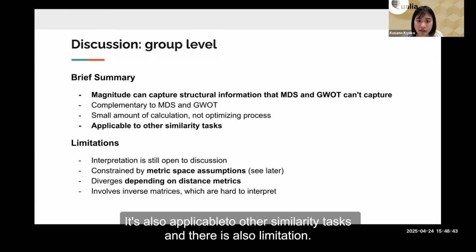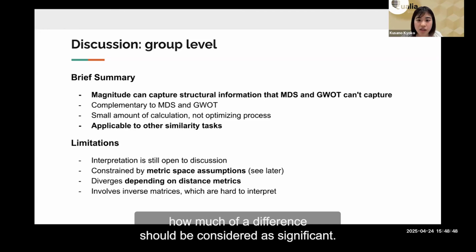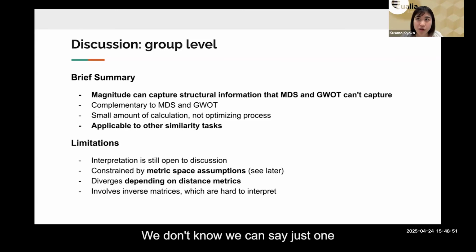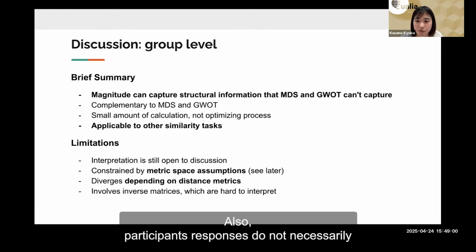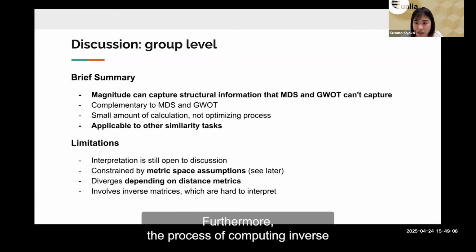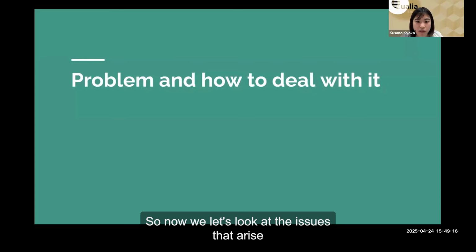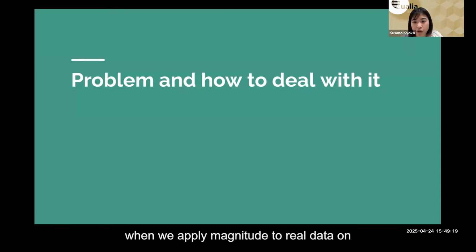But there are also limitations. As mentioned earlier, we still need to discuss how much of a difference should be considered significant. We don't know; we can say just one difference can be said as a difference. Also, participants' responses do not necessarily satisfy the axioms of distance, which may cause problems. Furthermore, the process of computing the inverse matrix is low in interpretability. So now let's look at the issues that arise when we apply magnitude to real data and how we might address them.